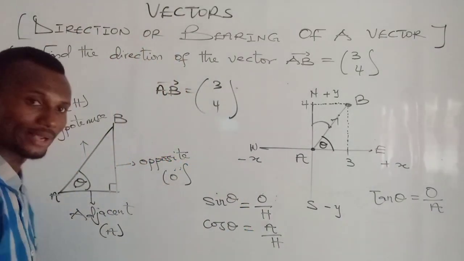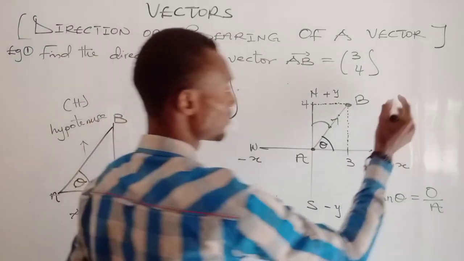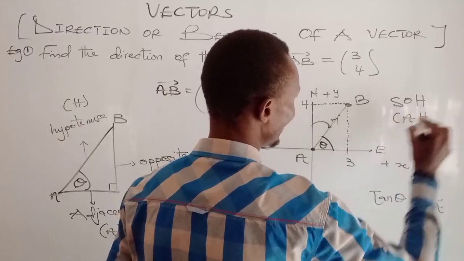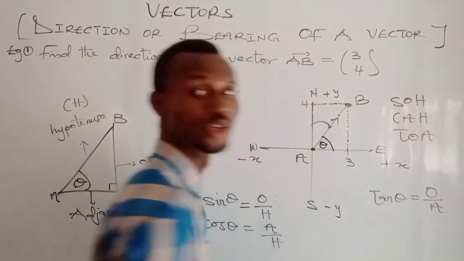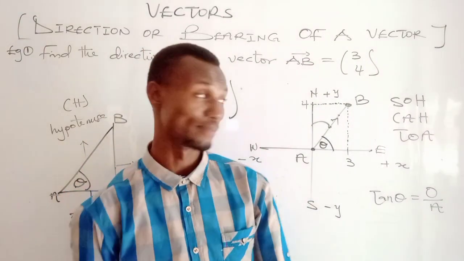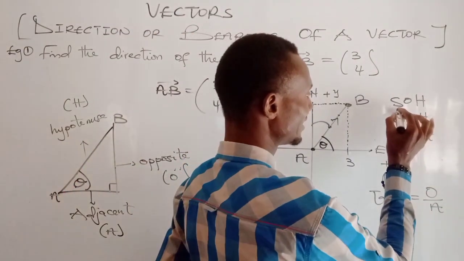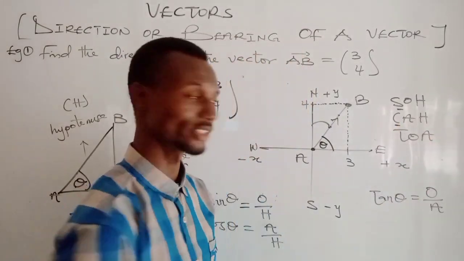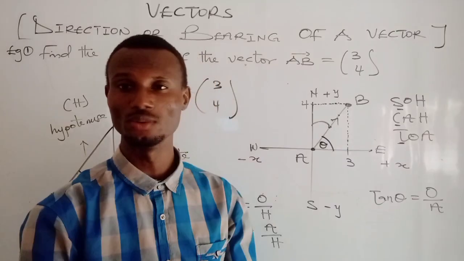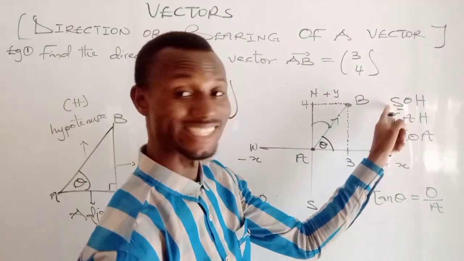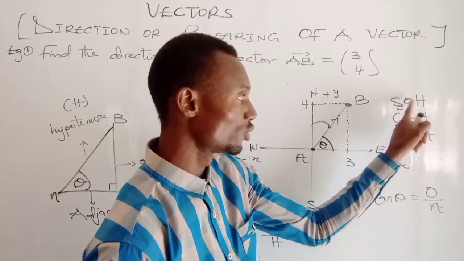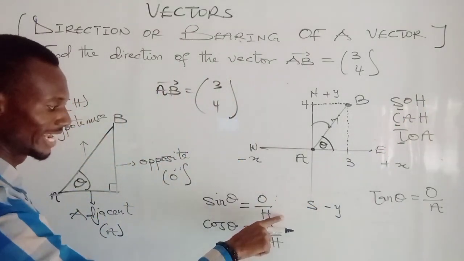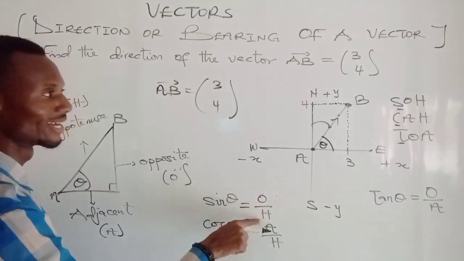Let me write it somewhere so that you can see it. Let me write it here. We have SOHCAHTOA. You can use this to easily remember them. Now the S here refers to sine, the C here refers to cos, and the T here refers to tan. So if I want sine theta, it will be equal to the opposite over the hypotenuse. That's why I have this here: sine theta equals opposite over hypotenuse.